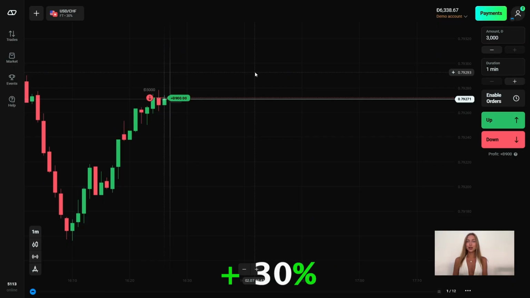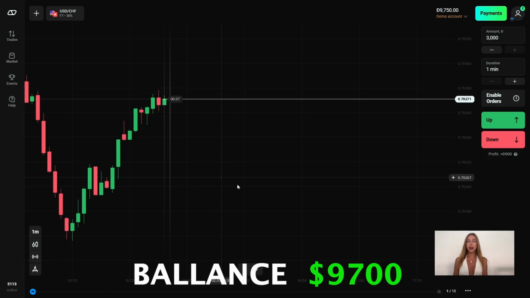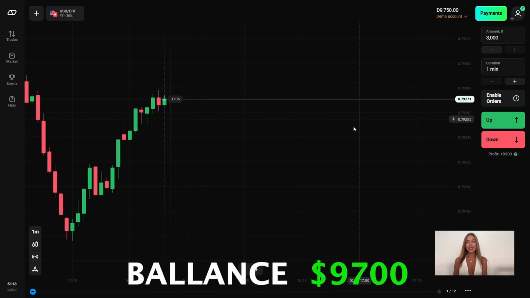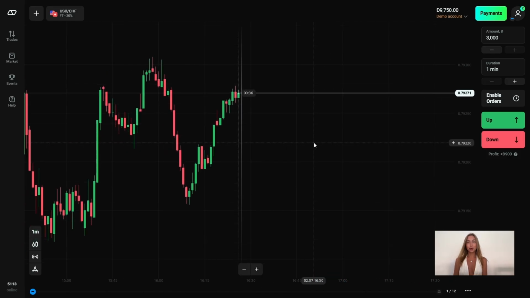So my trade closed in profit, my net profit was 1,800 and my balance at the close of the trade became 9,750. Excellent result, and we are not stopping here, let's move on.